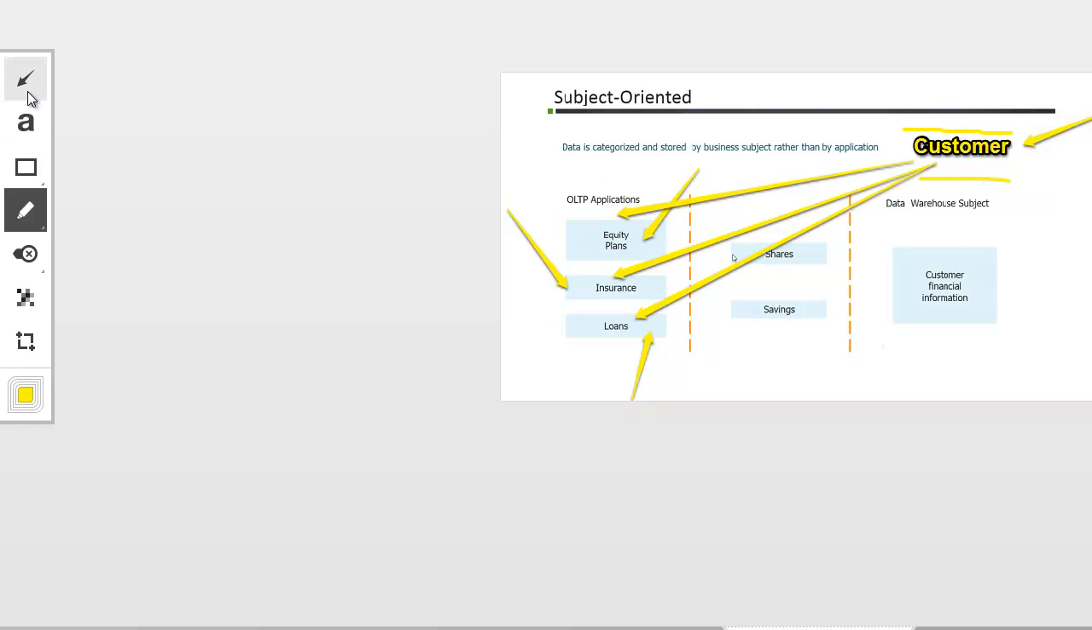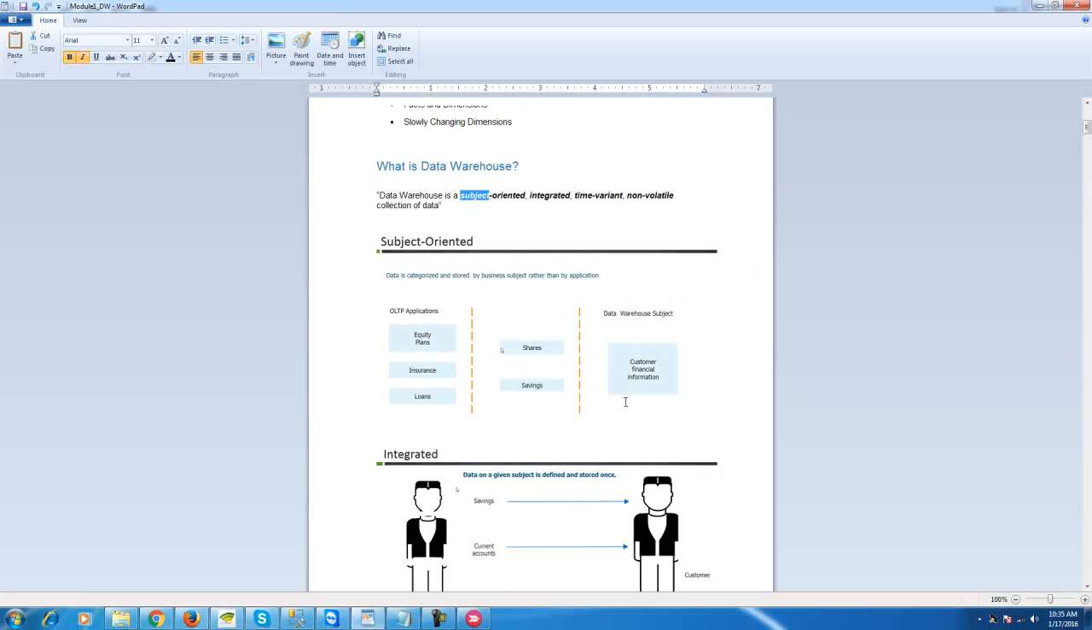So what they do is first define a subject area like shares and savings, and then pull all this data, the consolidated customer financial information, and put it into a database, and that is called a data warehouse. So here the subject is a customer, and it's customer financial information. Based on this subject orientation, we are designing the data warehouse. Hope you understood this.